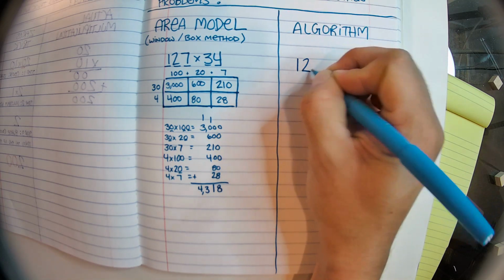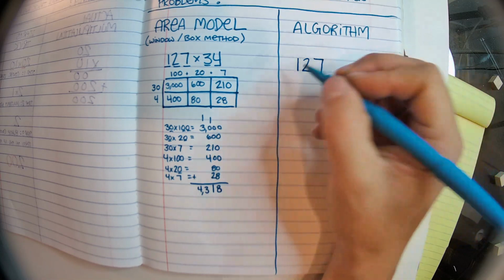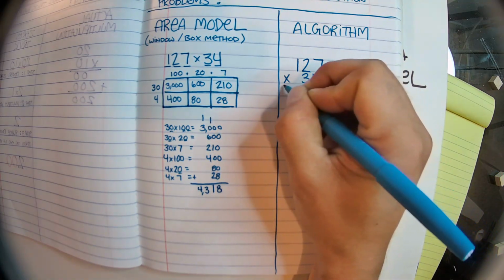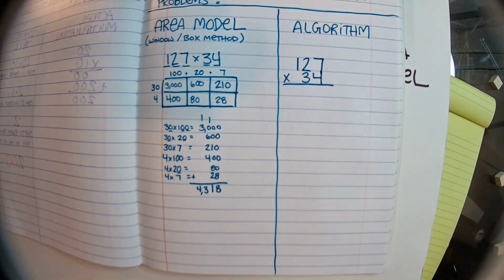When we set up the algorithm, the number with the most digits goes on top. So there is my problem. I have 3 digits in 127 times 2 digits in 34. So the 2 digits go on the bottom, the 3 digits go on top. So first things first, make sure the number with the most digits goes on top. If you get them upside down, then you're not going to have an algorithm that works.